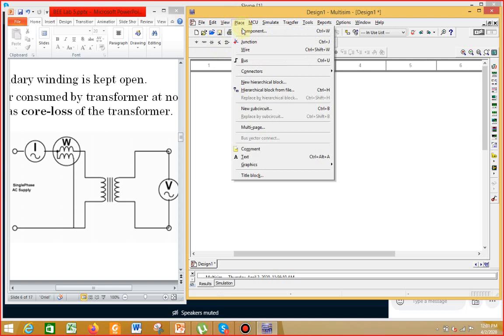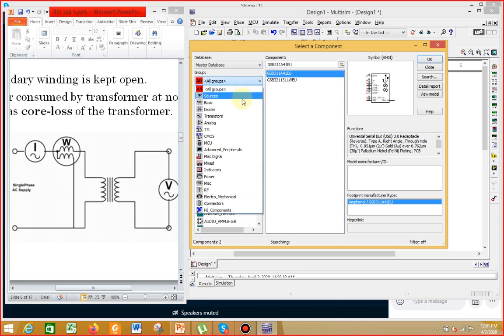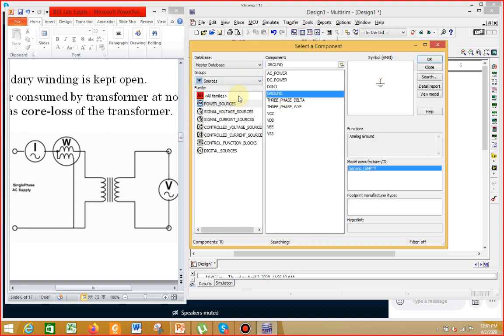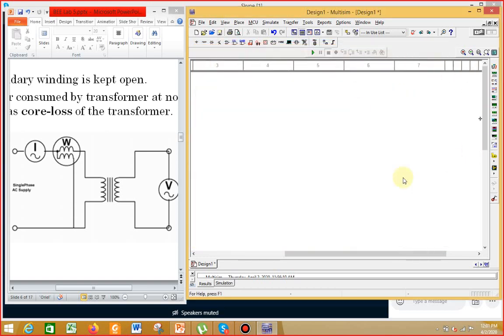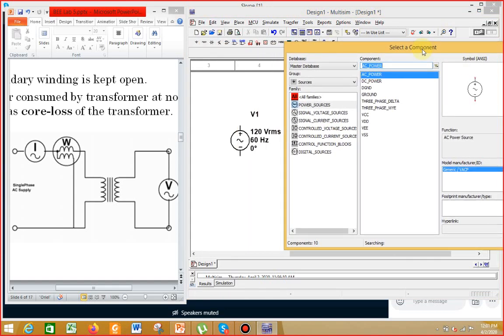So click on place, click on components, and first of all we need the AC power source. So click in the group sources, and then click on power sources and click on AC power. As you can see, we have placed our AC power supply here.